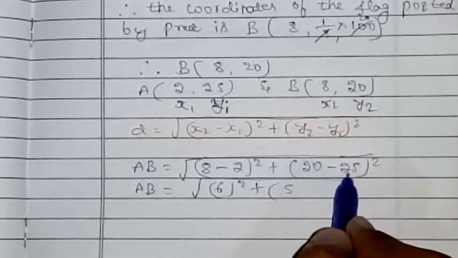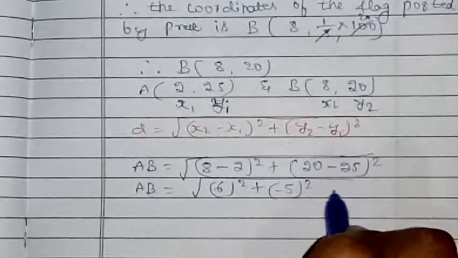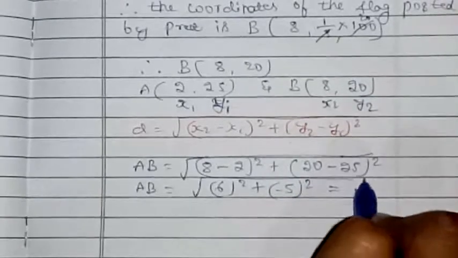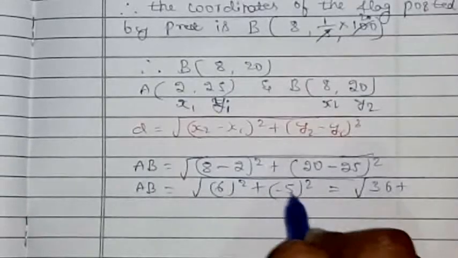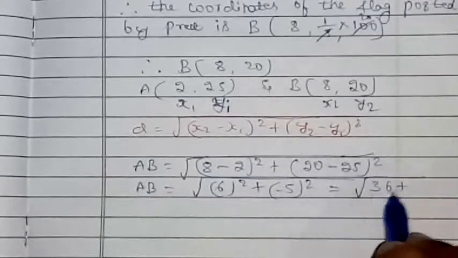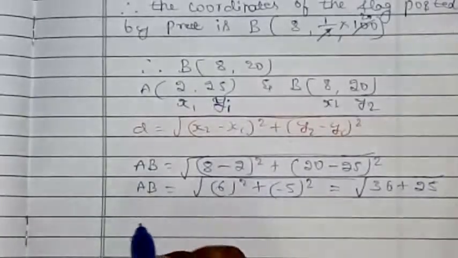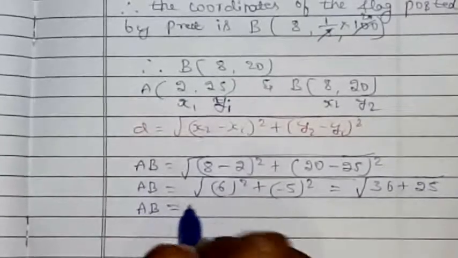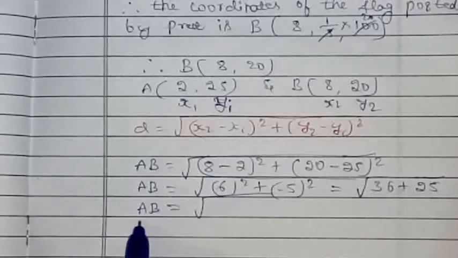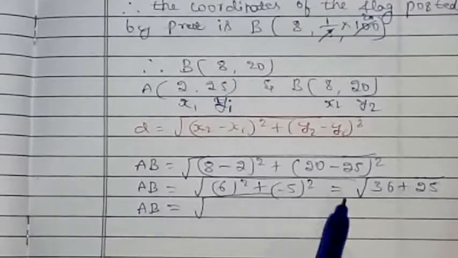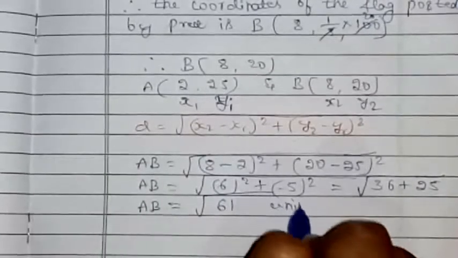The sign of the bigger number is 25 and the sign is minus, so minus 5 whole square. So the square root of 6 squared is 36, plus any minus square will be plus, so (minus 5) squared will be 25, right, children? So therefore AB is equal to the square root of... now what is AB? AB is nothing but the distance between the 2 flags we are finding, right? So 36 plus 25 is 61 units, root 61 units.